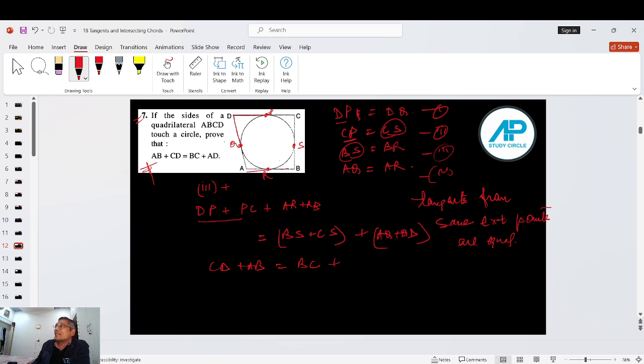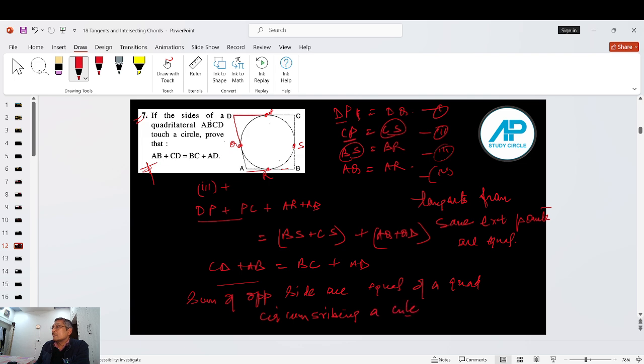So DP plus PC is CD, plus AB, equals BS plus CS, which is BC, plus AQ plus QD, which is AD. The question is proved: the sums of opposite sides are equal for a quadrilateral circumscribing a circle. Okay, I hope the property is clear to you all. We sometimes get questions on this property in the exam.